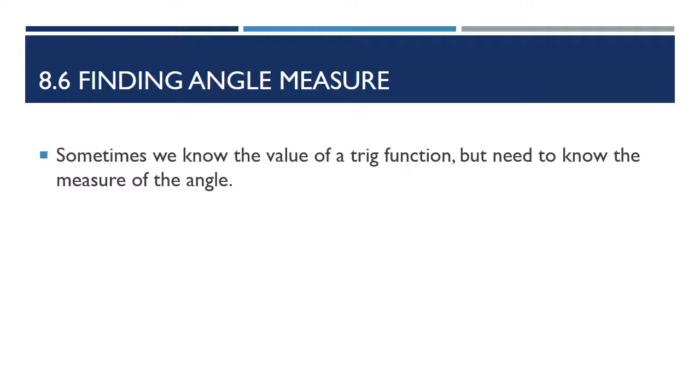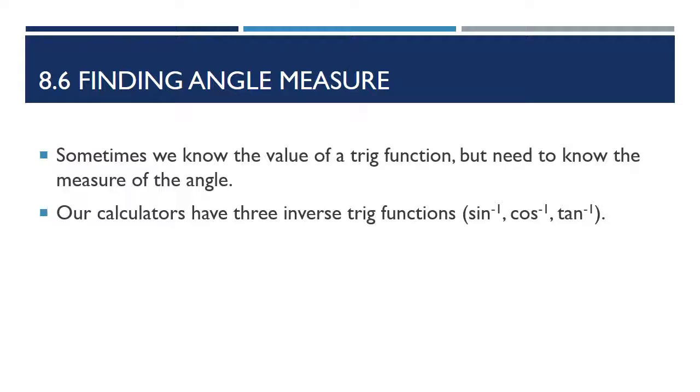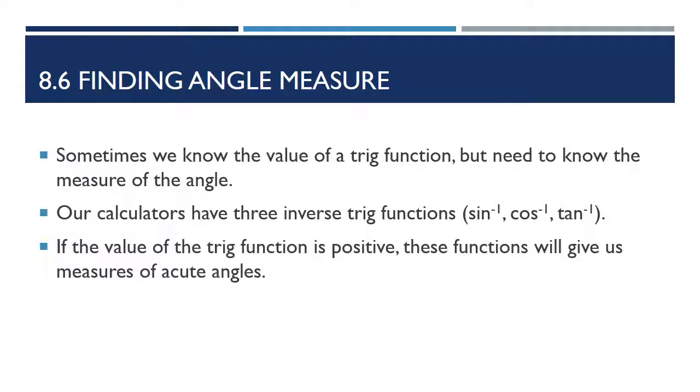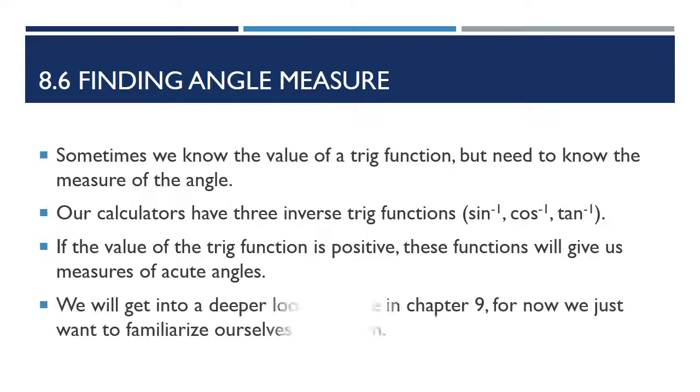Sometimes we know the value of the trig function, we know the sine or we know the cosine, but we need to know the angle. And our calculators have 3 inverse functions to help us find that. It's the sine, the cosine, and tangent with the little -1. You hit second and then the function to get those. If the trig function is positive, then it's going to give us acute angles. Now, it gets a little bit more complicated, and we'll get into that more in Chapter 9, but for now, we just want to use it and practice using it and get a little bit familiar with the keys.